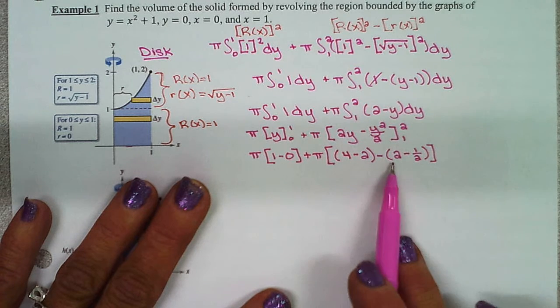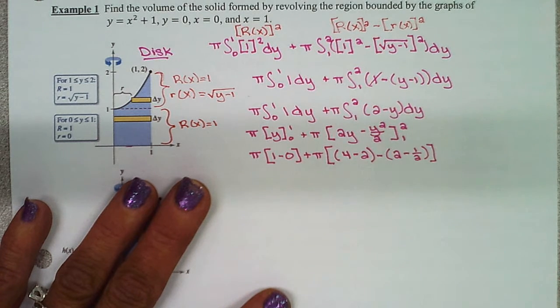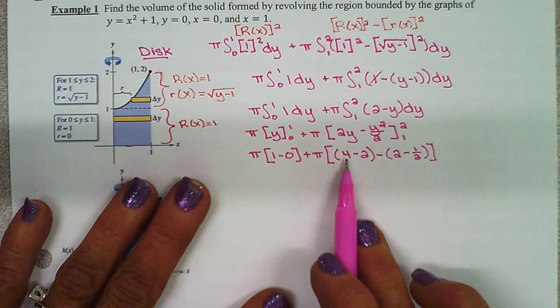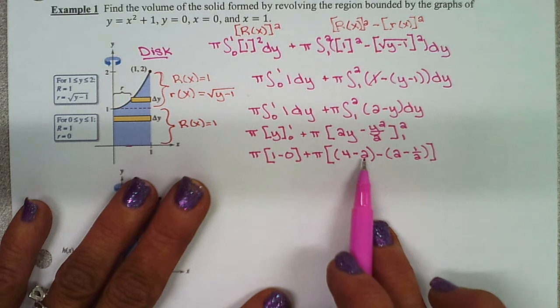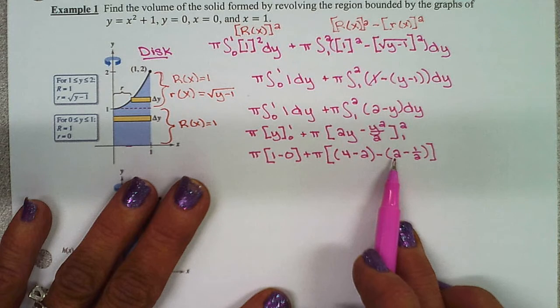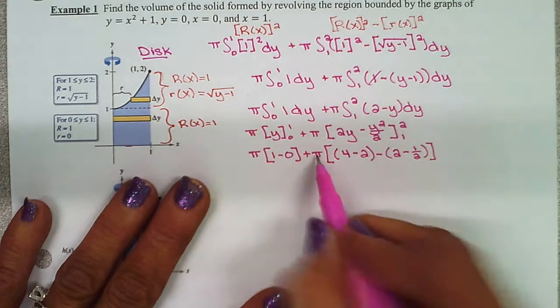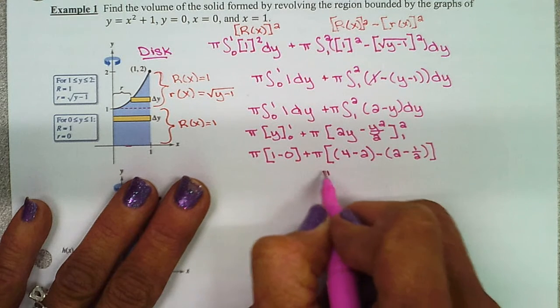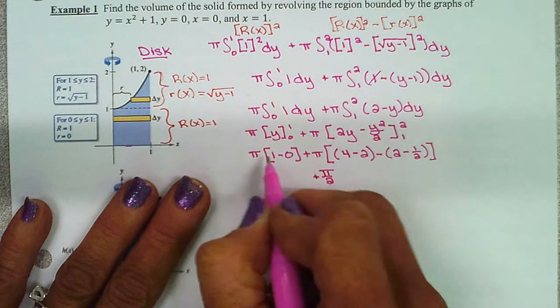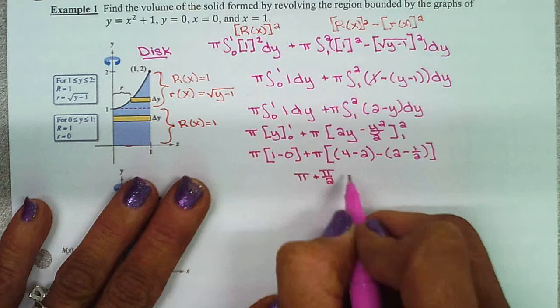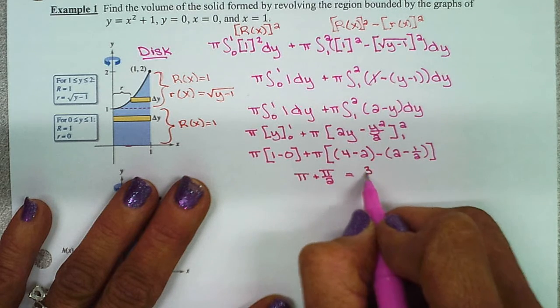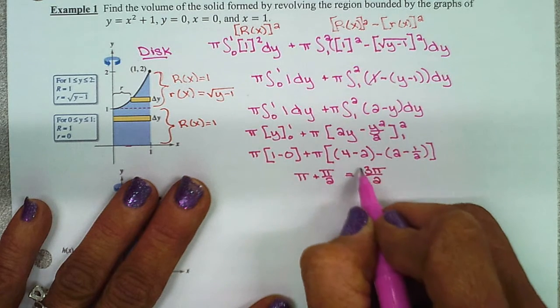If I plug this stuff in, 2 minus a half is 1 1/2. This here is going to be 4 minus 2, which is 2. 2 minus a 1.5 is a 1/2, times the pi would make a pi over 2. Here, the 1 times the pi makes a pi. A pi plus a pi over 2 is a 3 pi over 2.